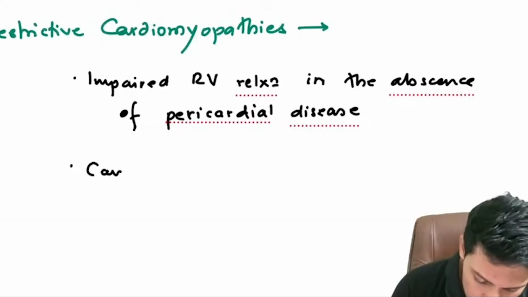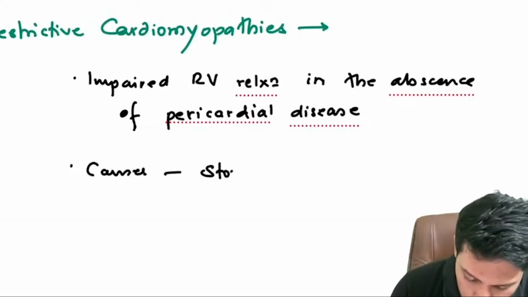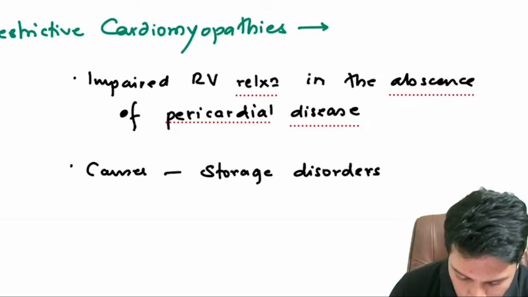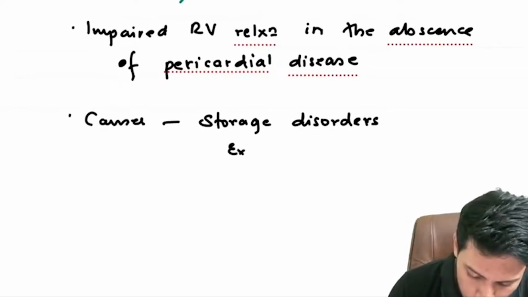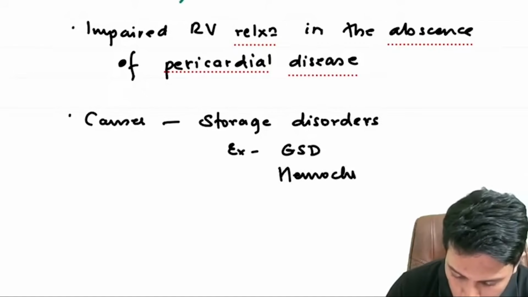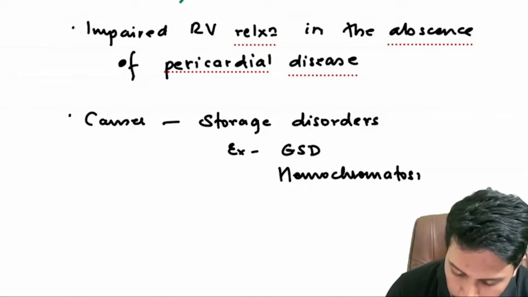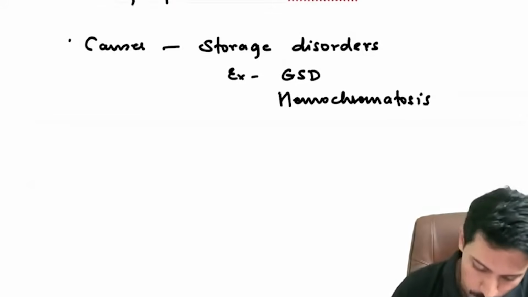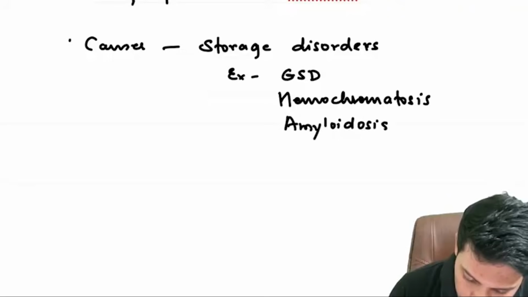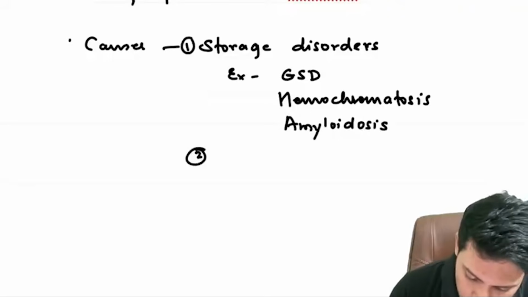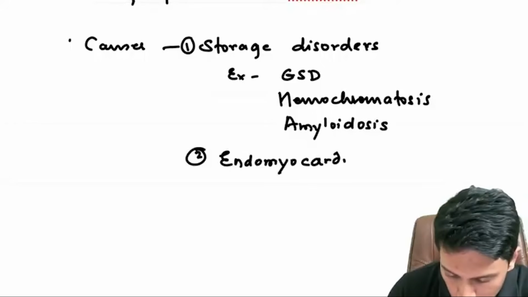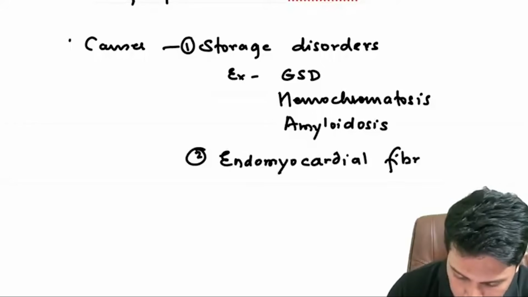So in terms of causes, you can mention storage disorders. Examples you can quote: glycogen storage disorders, hemochromatosis. Hemochromatosis can present with both dilated as well as restrictive cardiomyopathy. Then amyloidosis. So that is one. Another example we can mention is endomyocardial fibrosis.